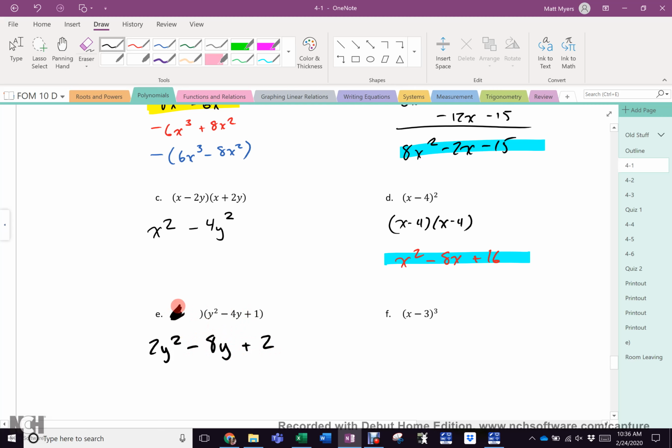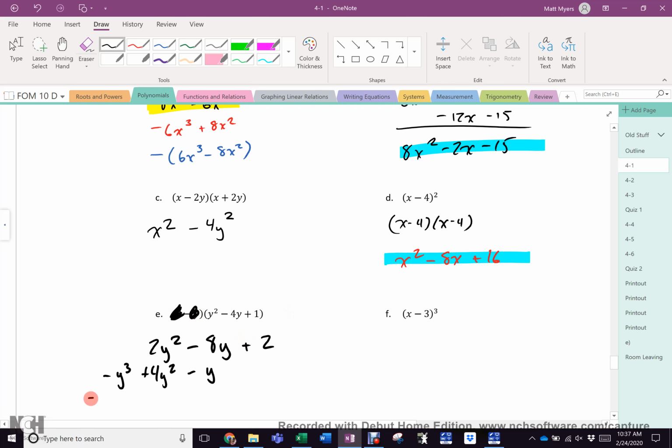Now I'm finished with the 2, but now I got to deal with a negative y. What is negative y times y squared? Negative y cubed. Do I have any other y cubes? No, so I'm going to put it over here because it's by itself. What's negative y times negative 4y? Positive 4y squared. And then look, it keeps them nicely lined up. What is negative y times 1? Minus y. And then I'm done with that.